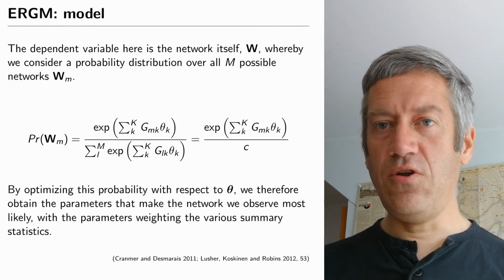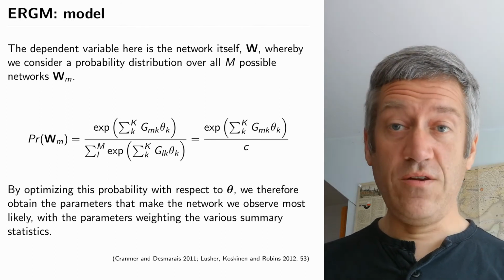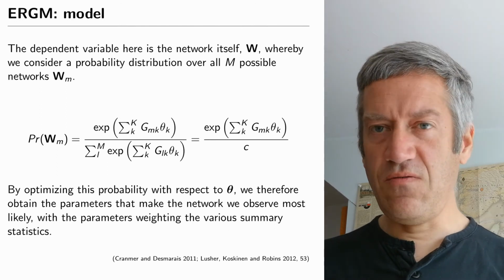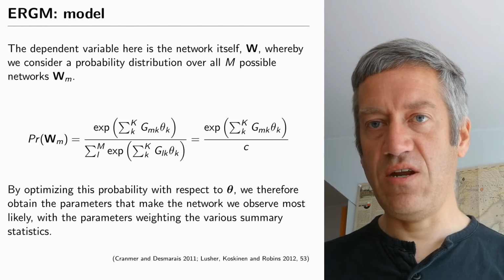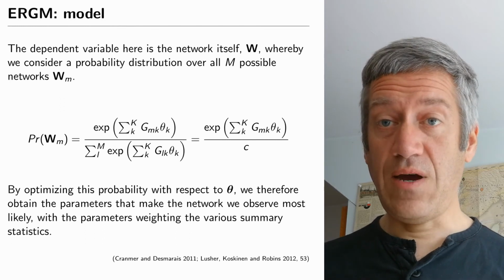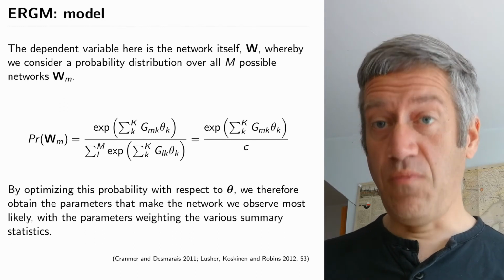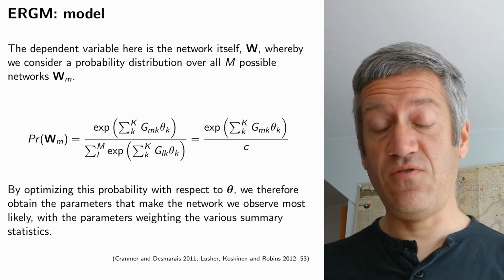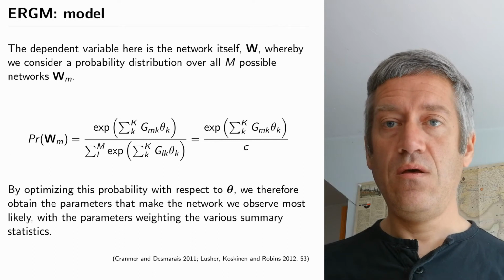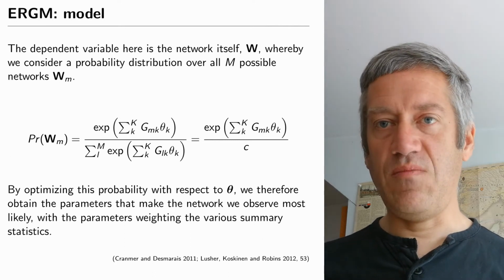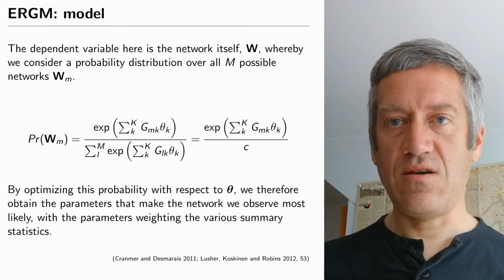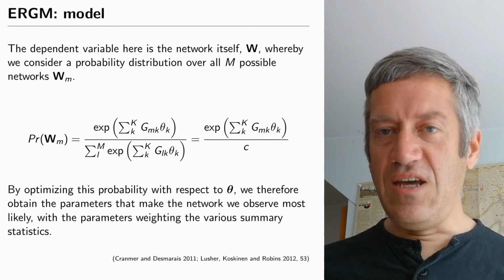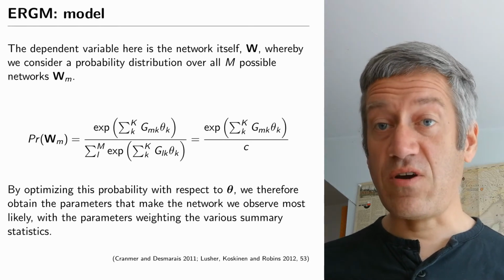So the ERGM model tries to estimate under what parameters, so each of these summary statistics has an associated parameter, under what parameters is the network that we observe the most likely relative to all other possible networks that we could have observed for the same set of nodes. And so that way we then try to estimate the importance of each of these summary statistics. So the key here is really this idea of looking at the network as a whole.